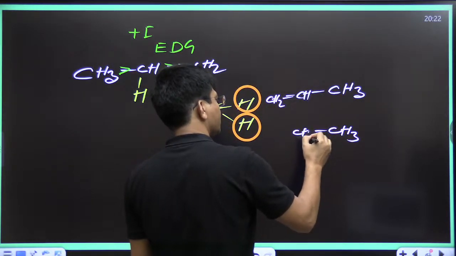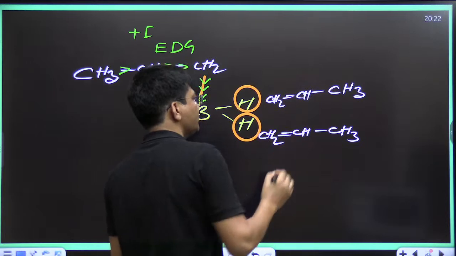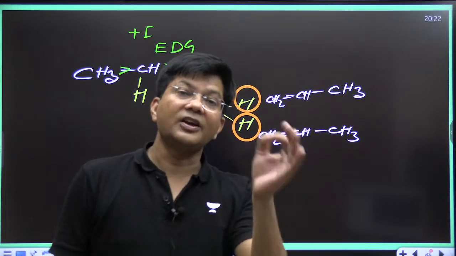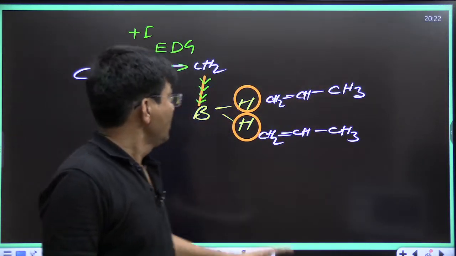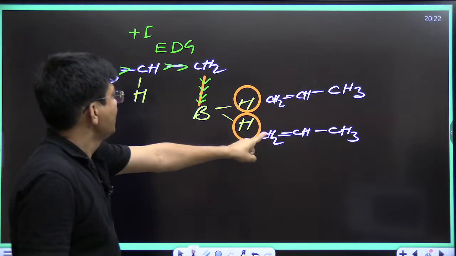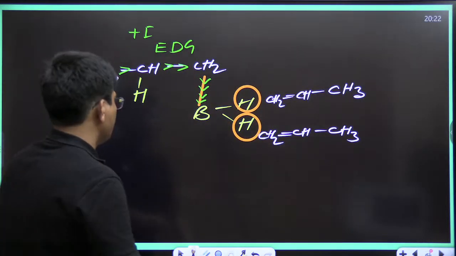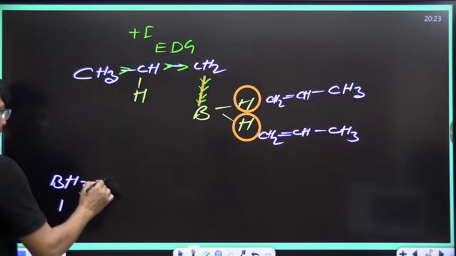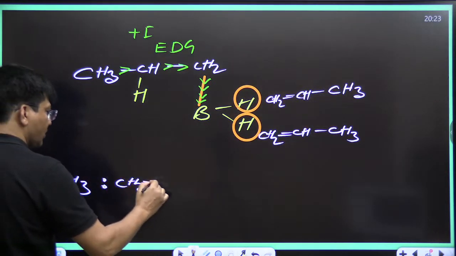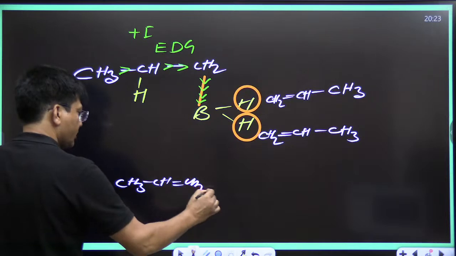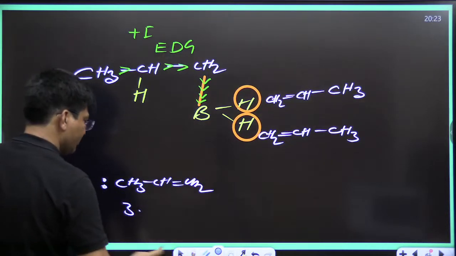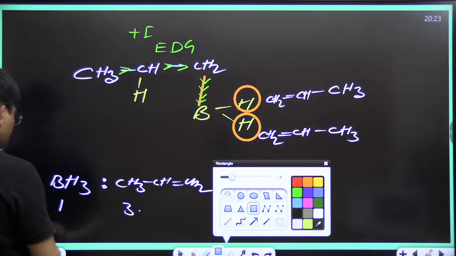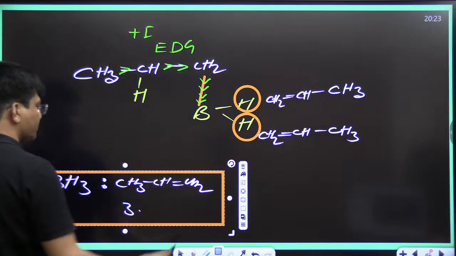So my dear students, if the examiner asks who is required in a major amount, remember that one boron can react with 3 propene. So if we require 1 BH3, then we will require 3 moles of alkene. A 1:3 ratio is required. Is everyone able to understand this point, my dear students? If the examiner asks the ratio, you should know.